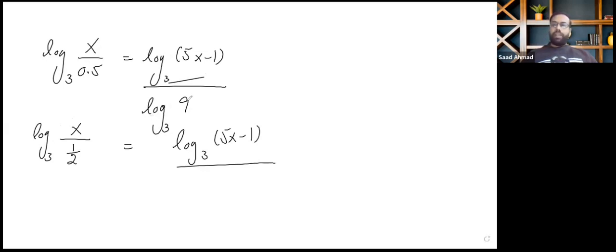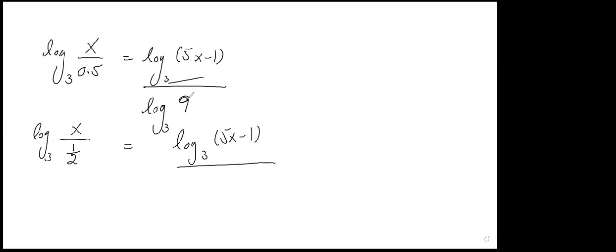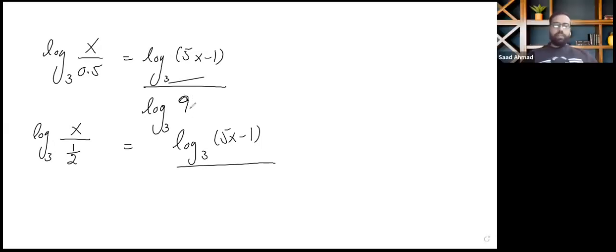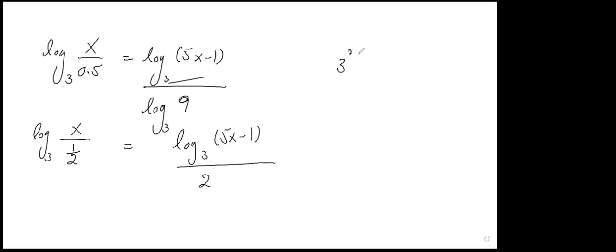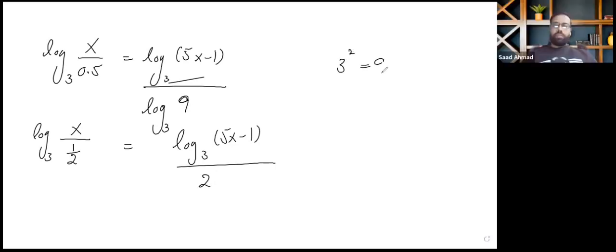So log 3 to the power 9, you can use a calculator, or if you know it yourself, you can just do it yourself. The answer for that thing is 2. Why is its answer 2? Because 3 to the power 2 is equal to 9.